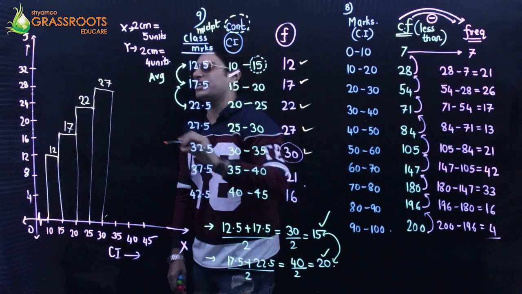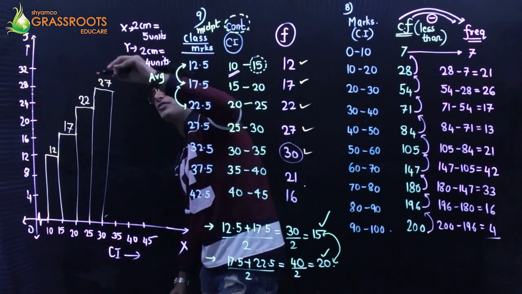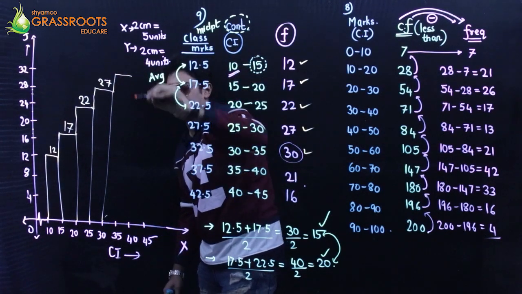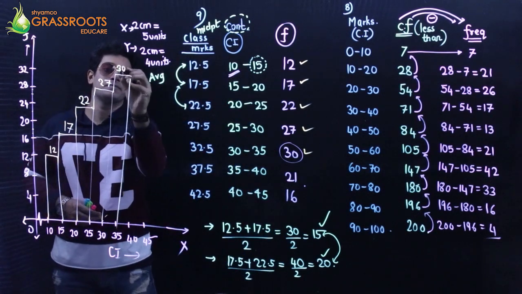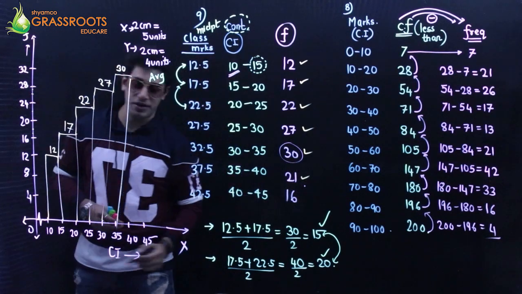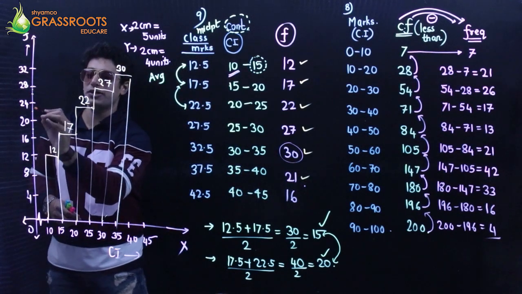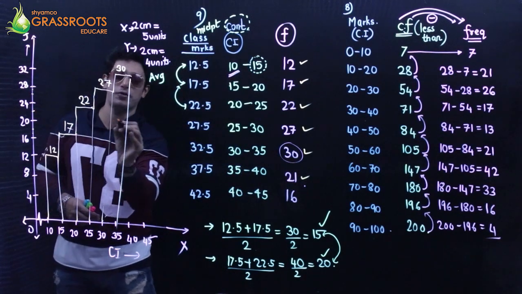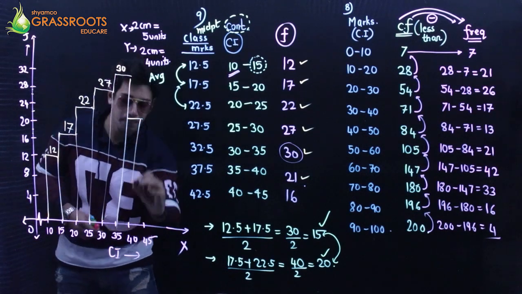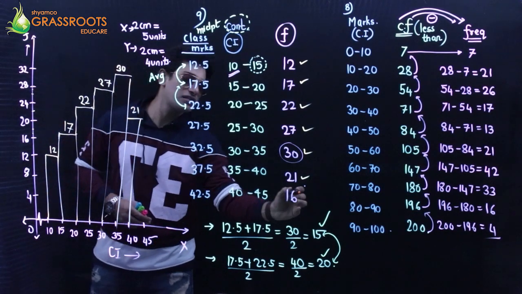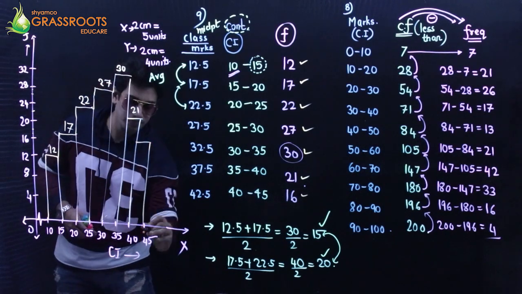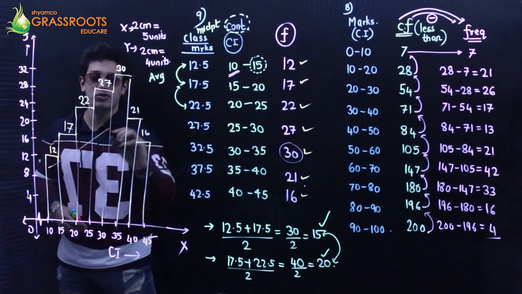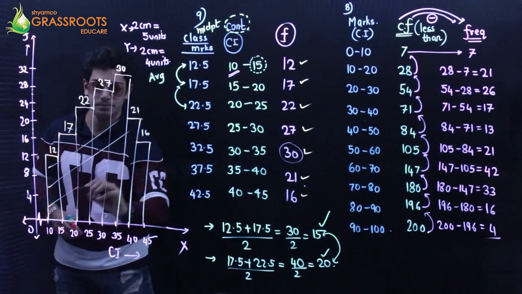Right? The next is 30. Between 28 and 32, we have 30. The next building is 21. Between 20 and 24, we have 22, and then we have 21. And the last is 16. We have a direct 16 out here. So this is going to be my histogram.